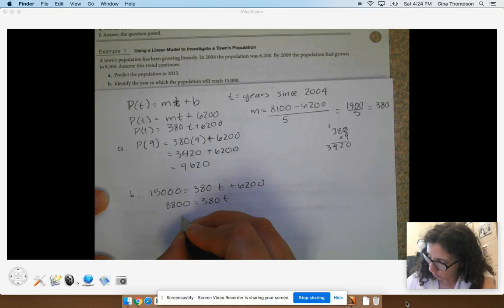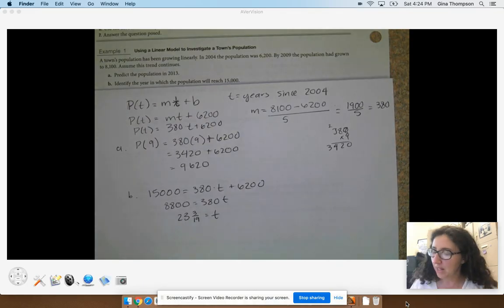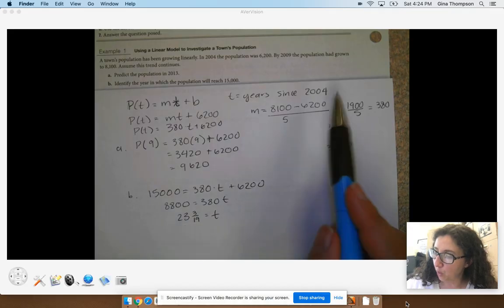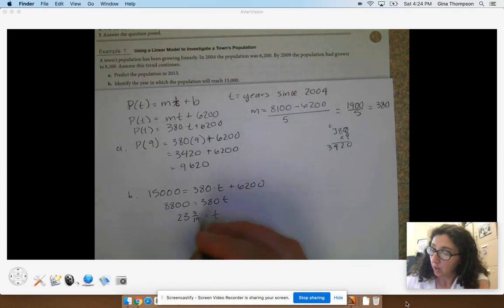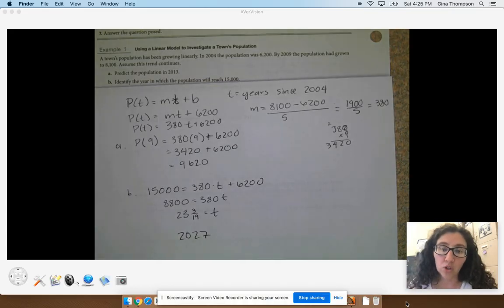So I get 23 and 3/19 or some fraction. All right, so what does that mean? That means sometime in the 23rd year after 2004. So we can interpret that as sometime in the year 2027, the population of this town will reach 15,000, assuming linear growth continues. So this is obviously a limitation of mathematical models.